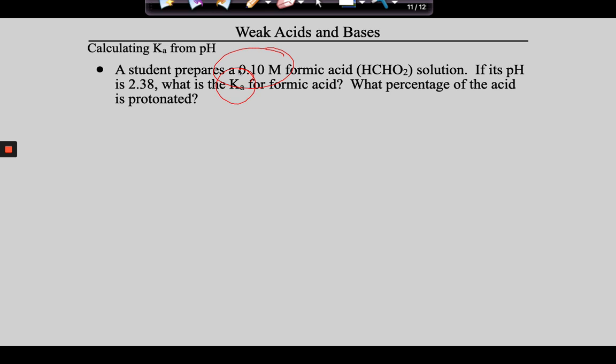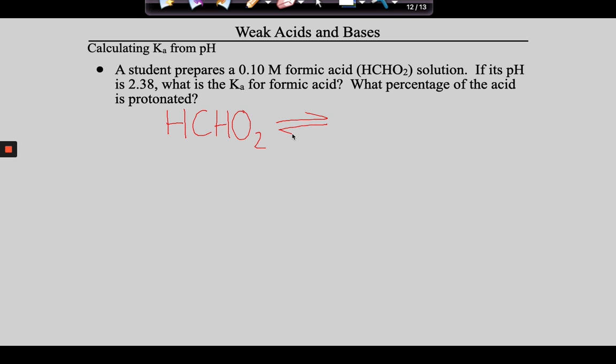And in order to figure out this Ka, we need to set up an icebox. So again, getting familiar with the question, we have a 0.1 molar formic acid solution. Its pH is this. What is the Ka of formic acid? And then we'll answer the second part of this question in a minute. So guys, do this with me and let's figure this out. So formic acid is HCHO2. We know that that's a weak acid, so this is an equilibrium process.